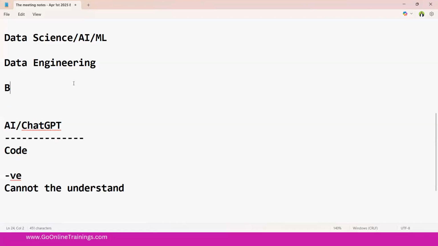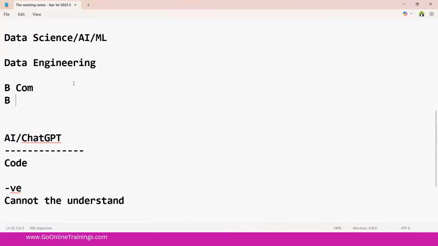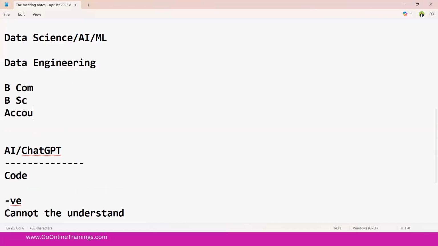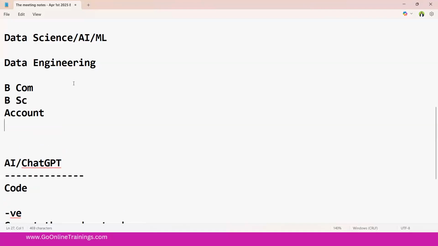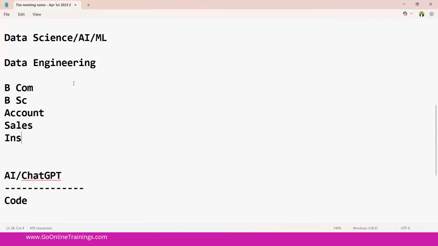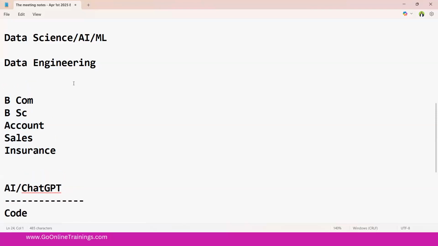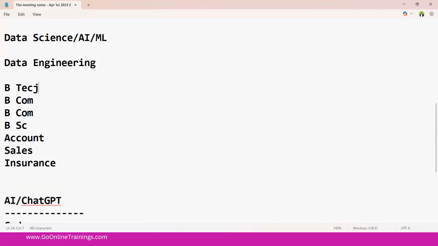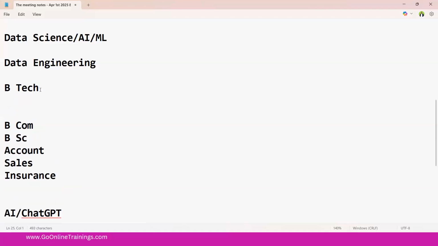Clear? For example, you're a BCom guy, or a BSc guy, or an accountant, or let us say a salesperson, or an insurance person today. Clear? Your jobs are completely at stake. So not only you, even BTech guys, many software engineers, people already working in the companies, IT professionals.